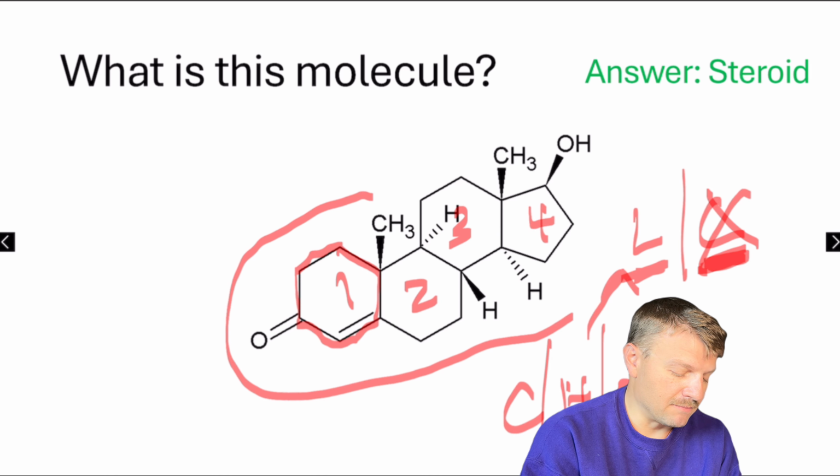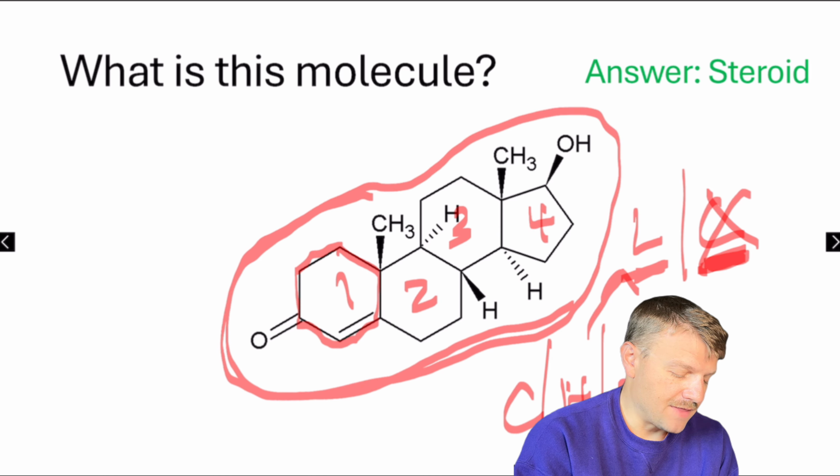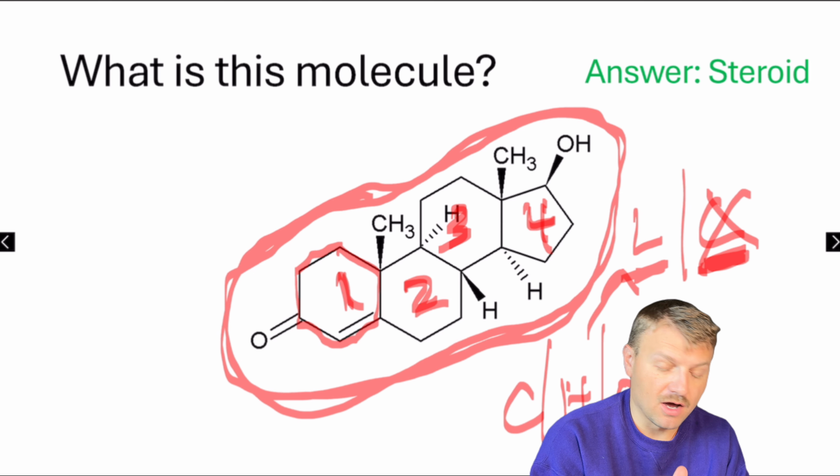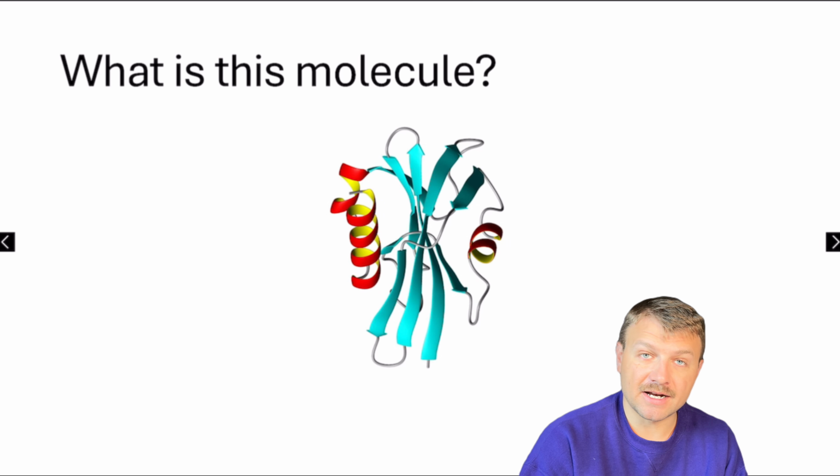These steroids are like messengers in our bodies, and they help communicate different signals throughout our different organs. And whenever we see this 1, 2, 3, 4 style of rings that are fused, I automatically know it's a steroid. Here's our next molecule.